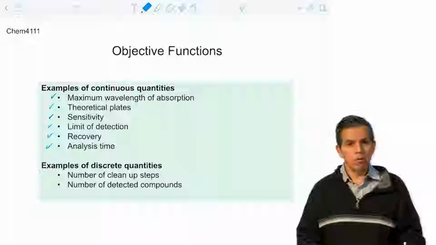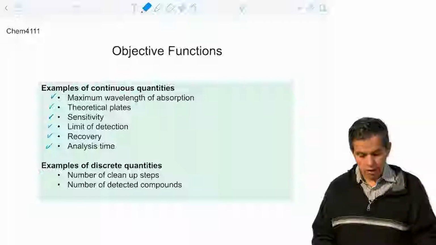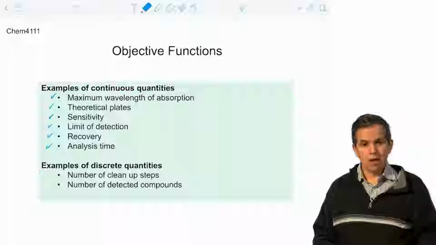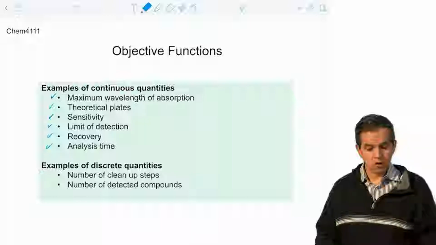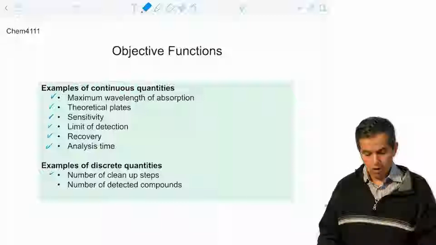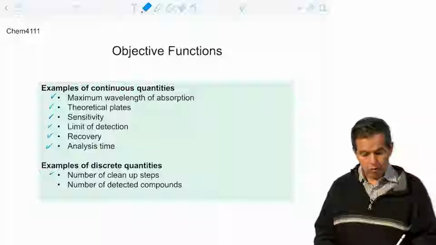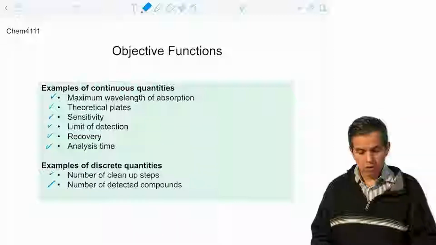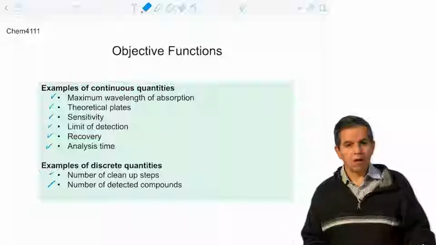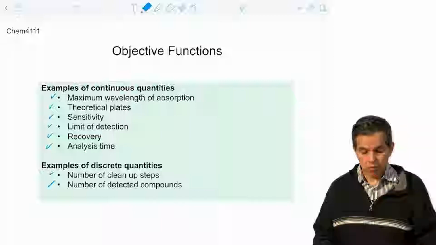In some other instances, we might want to optimize a parameter that is more discrete in nature. For instance, if we are isolating a chemical compound for the first time, we may want to decrease the number of cleanup steps. Or if we are trying to detect as many compounds as possible in a separation, say by gas chromatography, we might want to maximize the number of detected compounds. So objective functions have a goal in mind. It could be minimizing or shortening, or maximizing or lengthening a specific process.